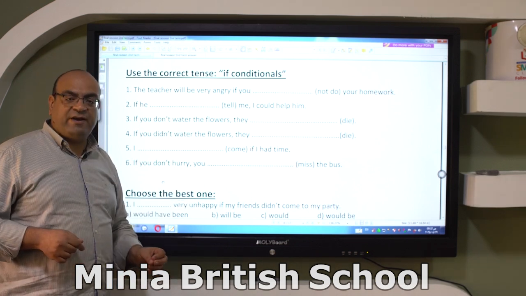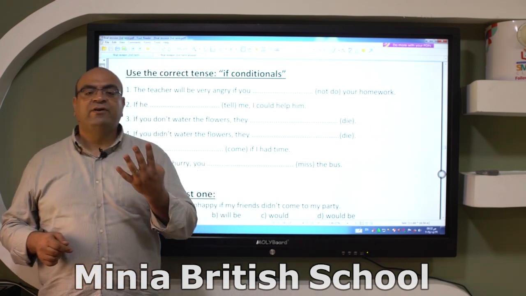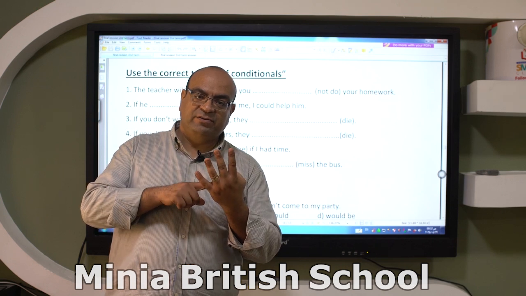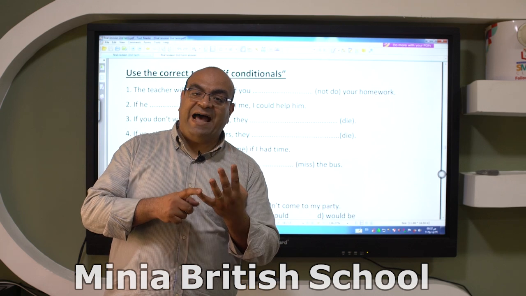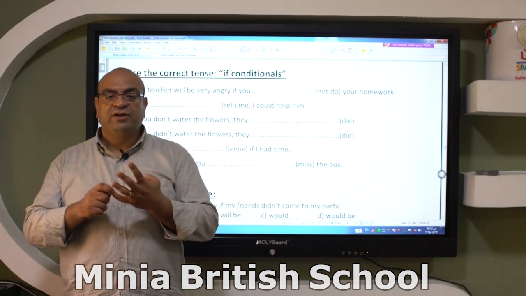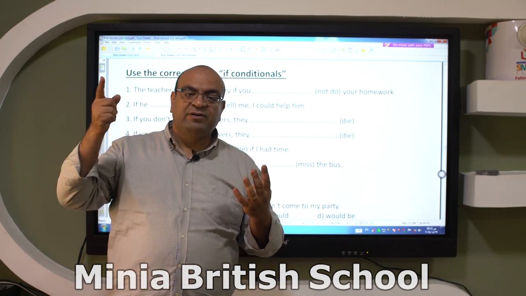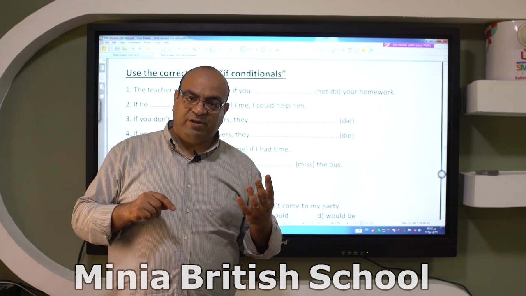To the if conditionals. The conditionals of if. We have 4 conditional if cases. 0, first, second, third. 0 when I talk about facts or general truth. It should be present simple if present simple.